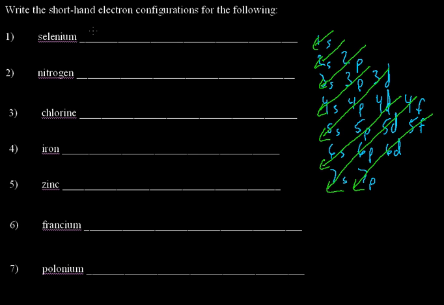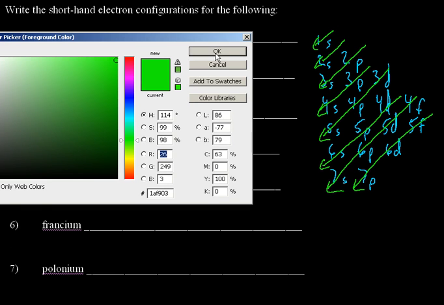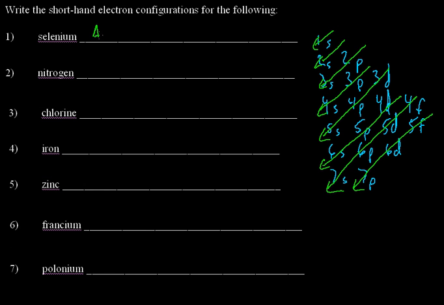So here, first one is selenium. Selenium's got the atomic number of 34. It's in the P block, 4 rows down, 4 rows in. So the noble gas we're going to base ours off of is argon. So we've got argon, and argon has 18 electrons, selenium has 34. Argon is 3 rows down, so argon is going to leave off at 3p6.